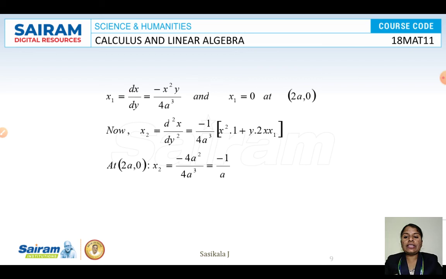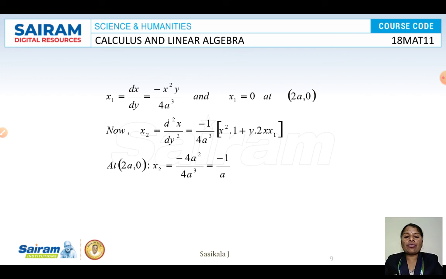So just take dx by dy, which is nothing but minus x squared by 4a cube into y. Now you can substitute; your x1 will be 0. So you can find your x2. Since you have taken dx by dy, the formula also will change. Instead of y1, you have to use x1. Instead of y2, we are using x2. So x2 is equal to d squared x by dy squared, which is equal to the differentiation.